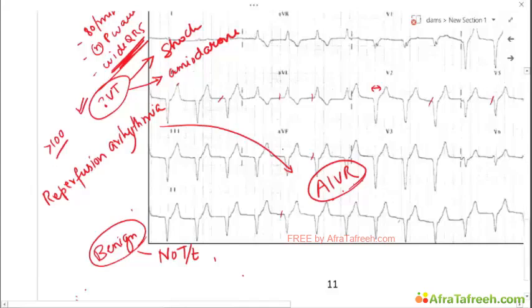Rather, if you give amiodarone or such kind of a therapy which suppresses ventricular activity in a patient who is having AIVR, this would be counterproductive, as this will stop the ventricular pacemaker also, and the patient will go into asystole.